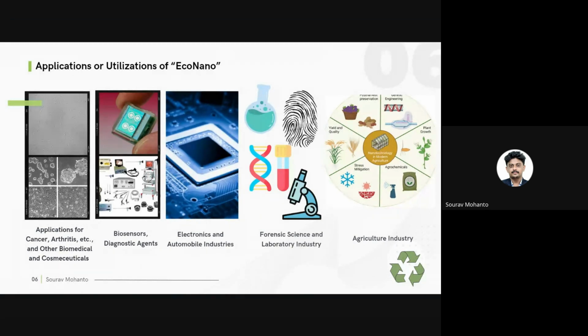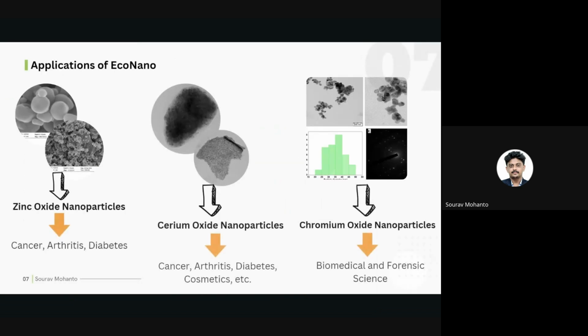These nanoparticles also have the probability to be utilized in the electronics and automobile industry. Furthermore, we are also trying these nanoparticles in forensic science to isolate DNA or for DNA fingerprinting, as well as in the laboratory industry. In addition, in recent times, there has been a tremendous increase in nanoparticle utilization in the agriculture industry, and therefore, based on the yield value of the nanoparticle processing or development, we can further utilize them in the agriculture industry.